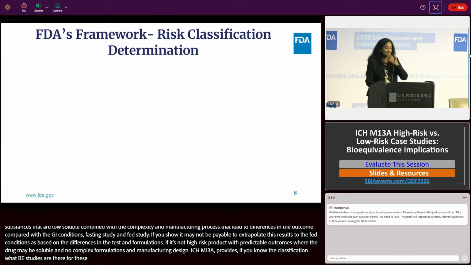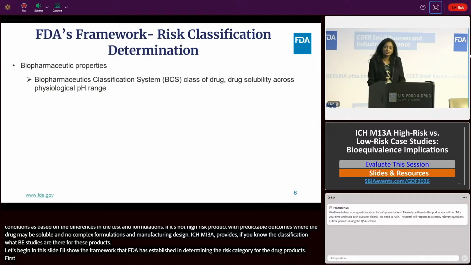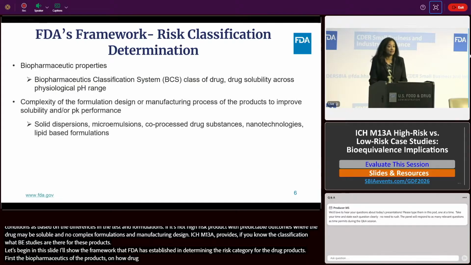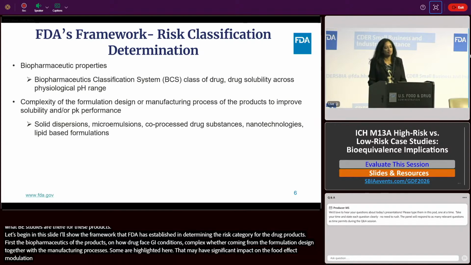So in this slide, I'll show the framework that FDA has established in determining the risk category for the drug products. First, the biopharmaceutics properties of the drug, taking into account the solubility and the BCS class, as this tells us how the drug behaves in various GI conditions. Then the complexity, whether it's coming from the formulation design itself together with the manufacturing processes. Some of them are highlighted here, like solid dispersions, microemulsions, or nanotechnologies that may have significant impact on food effect modulation, solubility, or in vivo PK performance.